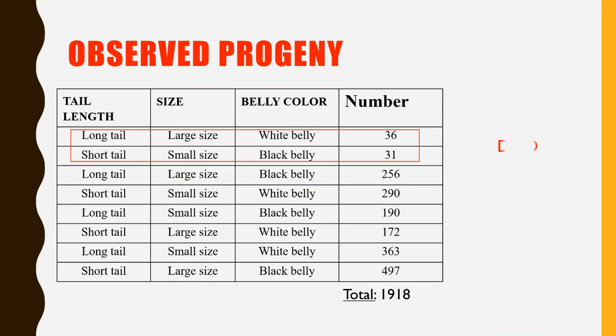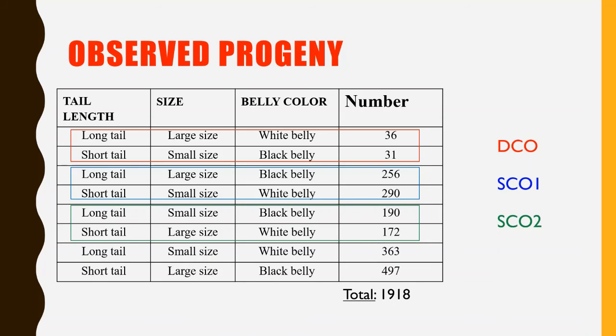The first is the double crossover. The second is the single crossover 1. The third is the single crossover 2. Lastly, the fourth is the no crossover. And note that these are the exact same copy of the parental generation.